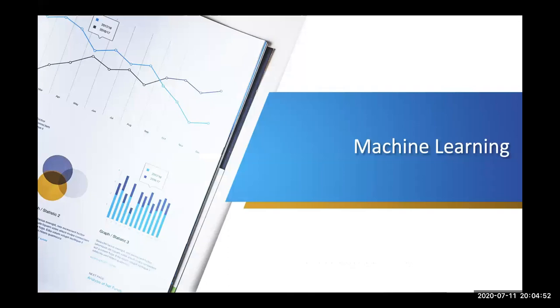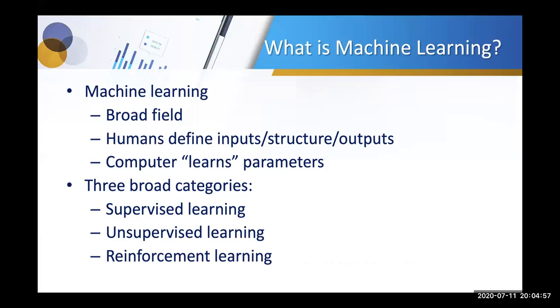So let's start with machine learning. What is machine learning? Machine learning is a very broad topic and a very broad field. Basically, what machine learning is all about is that humans define the inputs, the structure and the output, and then we expect the computer to learn the parameters. We'll see what the parameters mean. Maybe some of you are even familiar with these terminologies, because I assume that we have a diverse audience. So basically, we want the computer to do some smart task for us. We let the machine learn some specific task. Okay, so that's about machine learning.